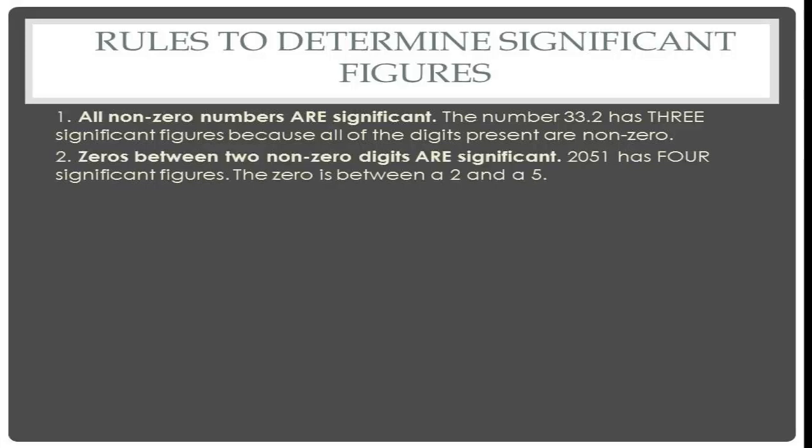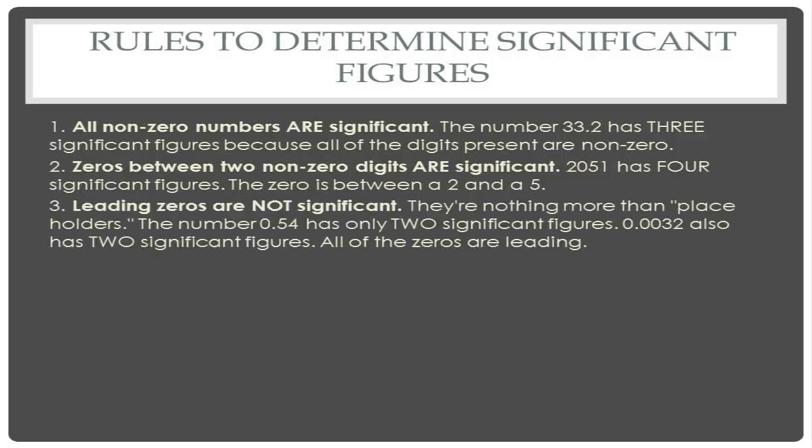Rule number 2 says that zeros between non-zero digits are all significant. Just like 2051 has 4 significant figures. In the same way, if a 0 lies between two non-zero digits, it is significant or reliable.